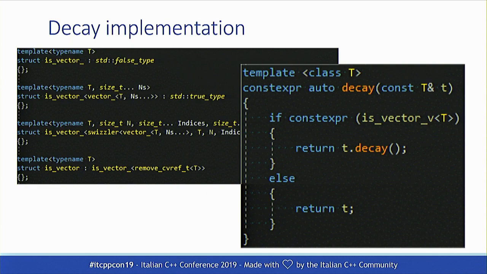We define our traits to detect if a type is a vector, and it is a vector if it is a vector or is a swizzler representing a vector. What's interesting is not the traits. What's interesting is the if constexpr used in the decay function. If constexpr is something that C++17 brings, and an interesting thing is that this is a function that in some cases has return statements that return different types. So when the T is a swizzler, the first return will return a vector, the second return will return a swizzler. This isn't a problem because if constexpr handles that. So this is something that you can keep in mind when using if constexpr.